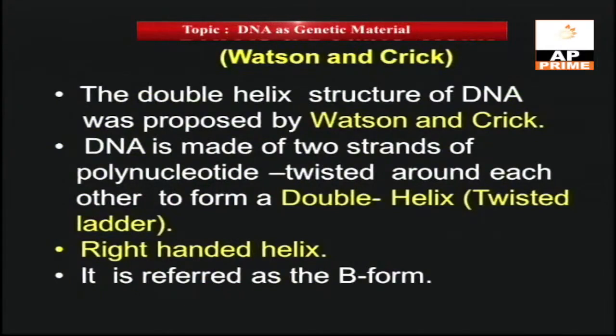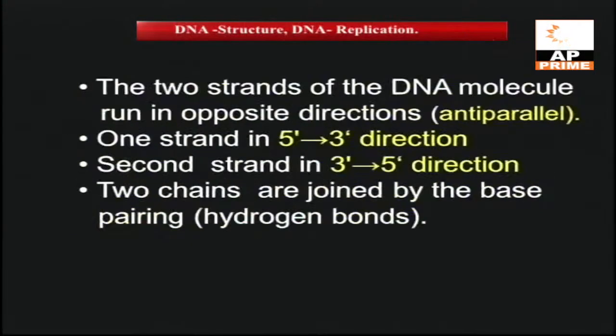Now coming to know the Watson-Crick double helical structure. Watson and Crick suggested that DNA is composed of two polynucleotide chains, two strands of nucleotide chains that are twisted around each other to form a double helix. It is a right-handed helix. That means if you hold it like this, they will twist around each other to form a double helix in clockwise direction. It is referred to as B form.